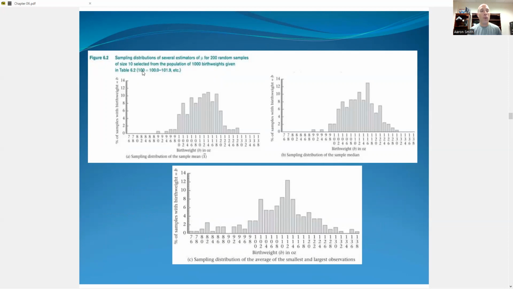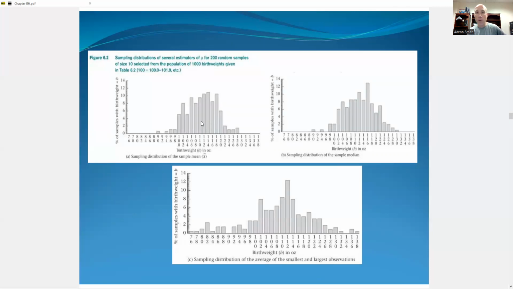And so here we have sampling distributions of several estimators of mu for 200 random samples of size 10 selected from the population of 1,000 birth weights given in this table. Sampling distribution of the sample mean, sampling distribution of the sample median, and here the sampling distribution of the average of the largest and smallest observations. So here we can see that this is, compared to the others, pretty tight. We can see that this is the most spread out of all of these.